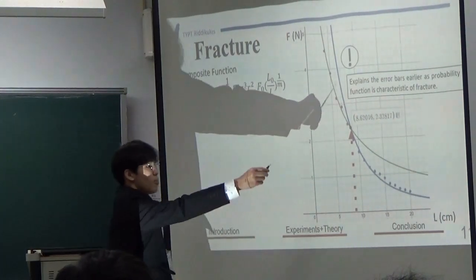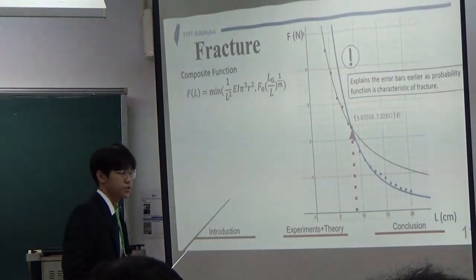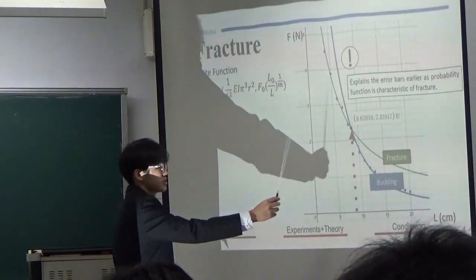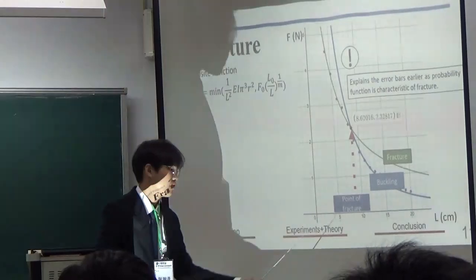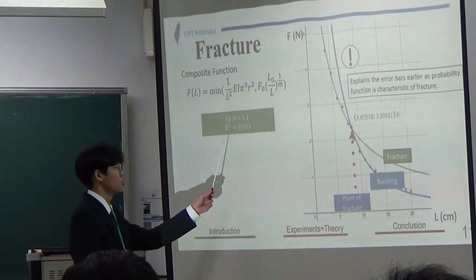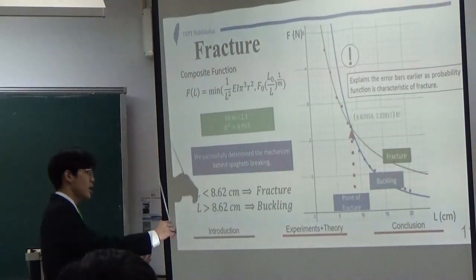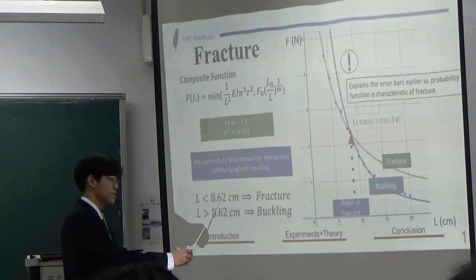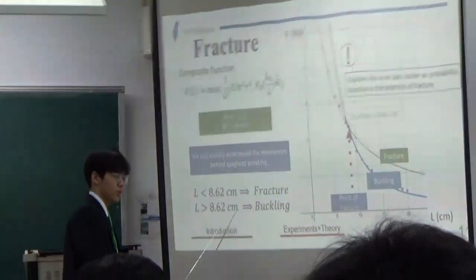And it can explain the error bar earlier as a probability. Probability function is a characteristic of fracture. The green line means fracture, and the blue line means buckling. Then we found the intersection is the point of the fracture. And we fit our experimental data. We can find m equals 1.1. And we successfully determined the mechanism behind the spaghetti breaking. If your L is shorter than 8.62 at this point, you will get fracture. And if it's longer, you get buckling.